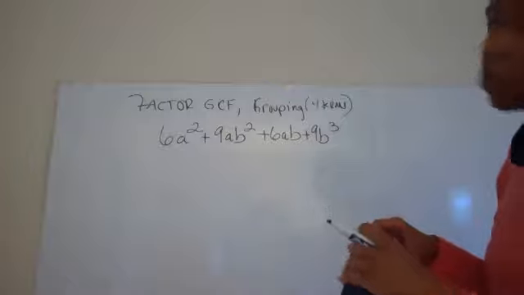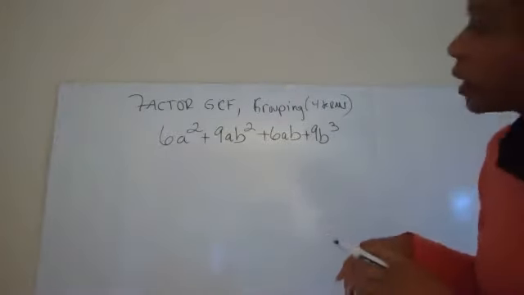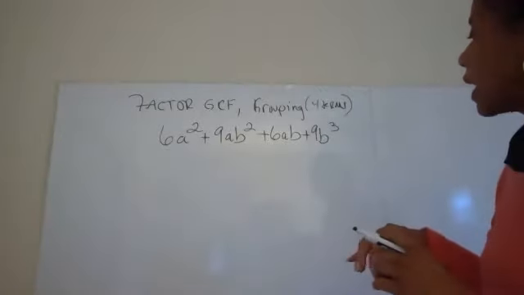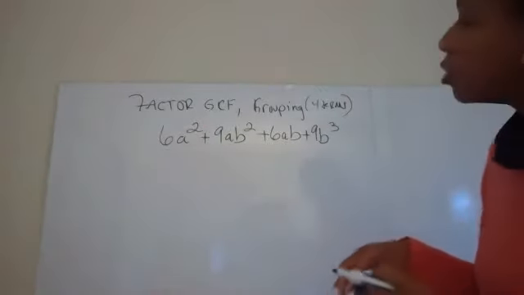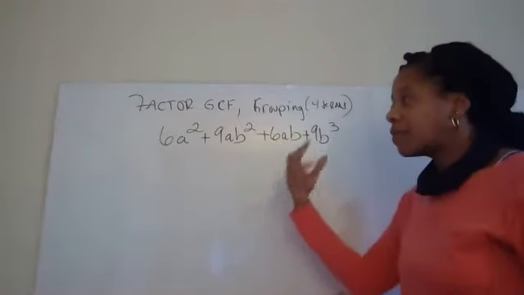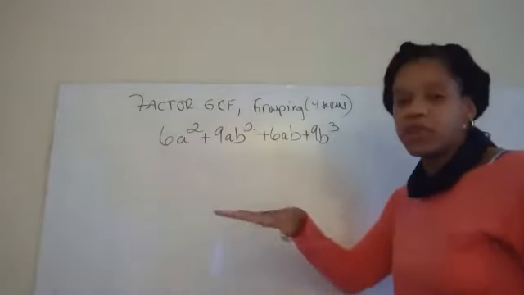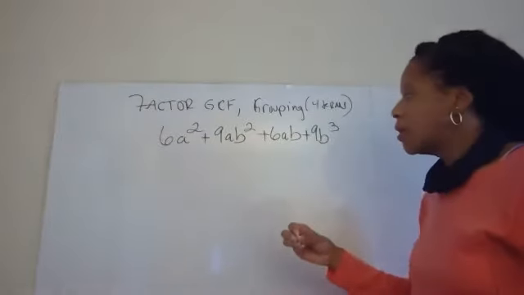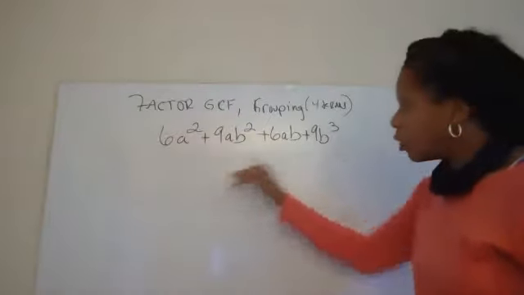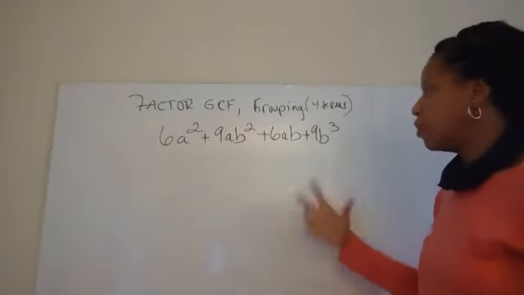All right, so here we have 6a squared plus 9ab squared plus 6ab plus 9b cubed. So when we look at this problem, you want to make sure you remember that the very first rule is to always check for a greatest common factor. And so yes, it's 4 terms and we have to factor by grouping, but you're always supposed to look for a GCF before you do anything.